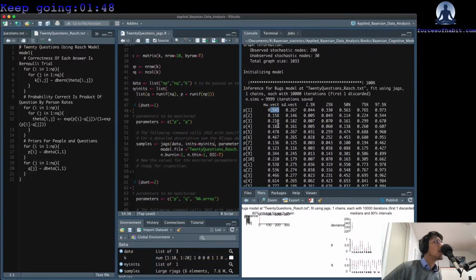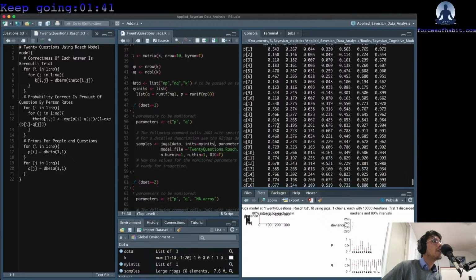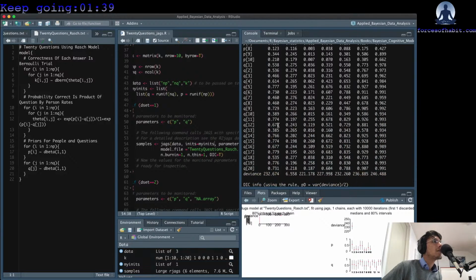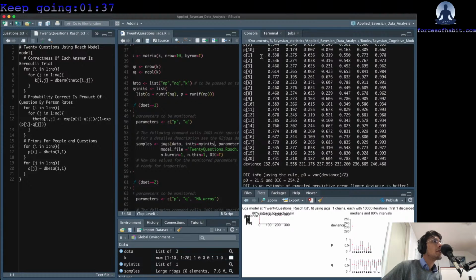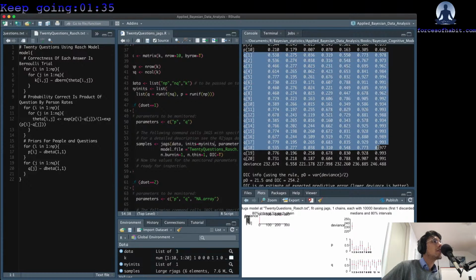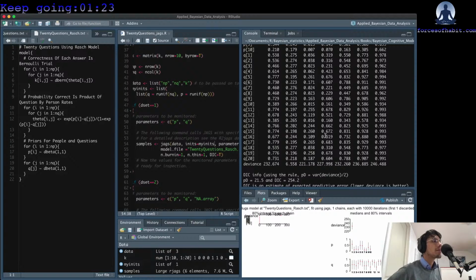Okay. It's in a different scale. And then we also get these estimations of question difficulty. And with that, questions don't seem to be any more difficult than one another.